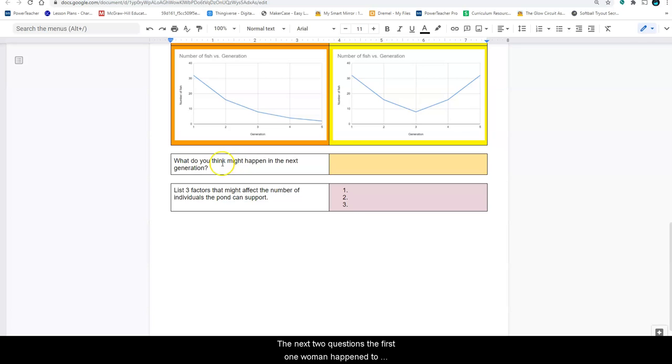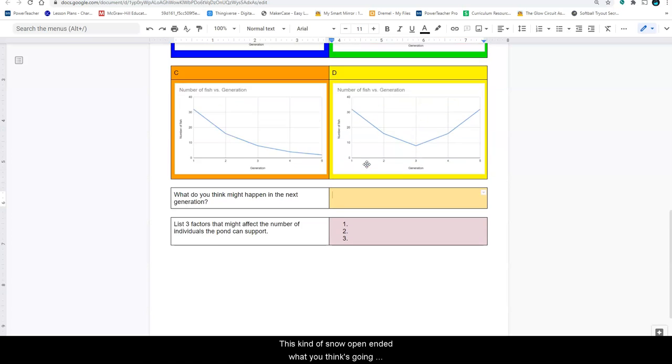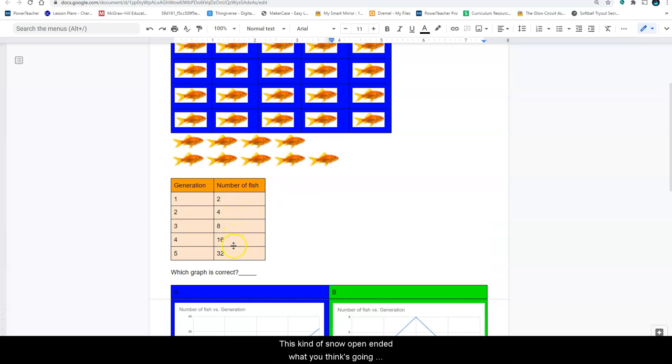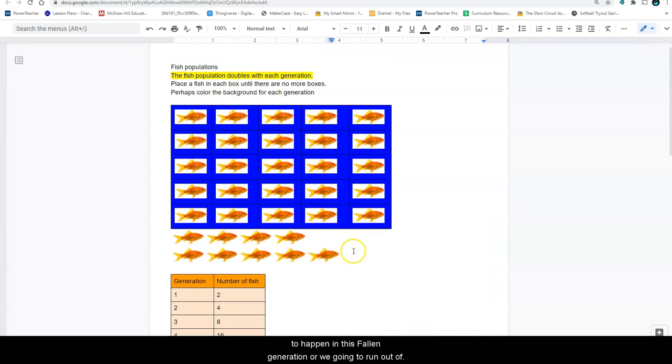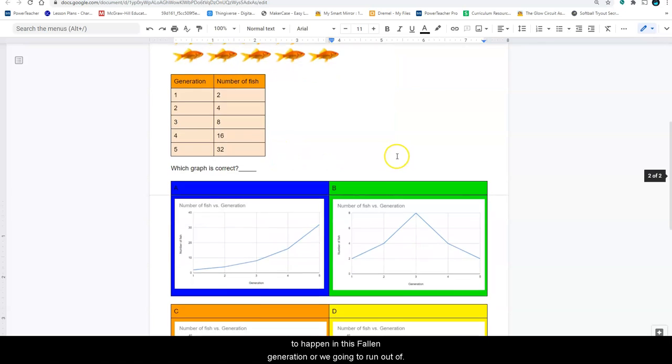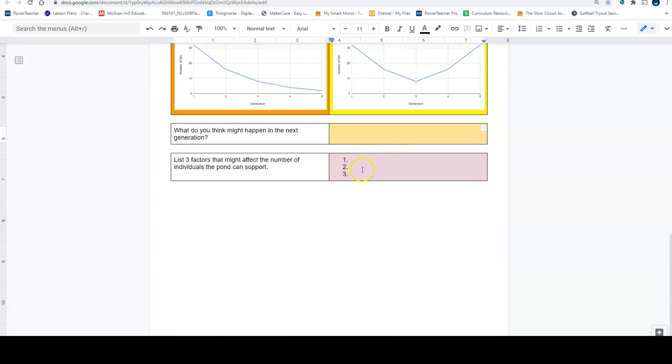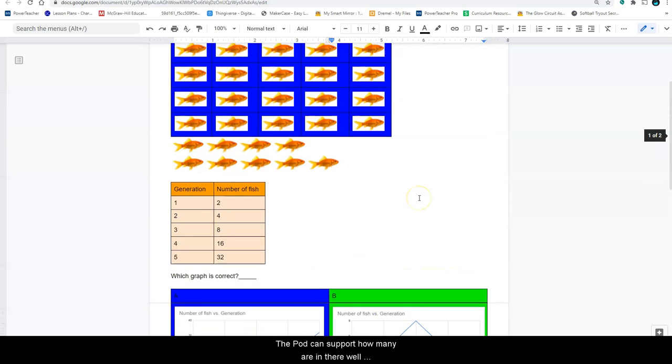The next 2 questions, the first one, what might happen to the next generation? This is just an open-ended, what do you think is going to happen in this following generation? Well, we're going to run out of room. So there's not going to be enough space for all these fish. And then what are 3 factors that might affect the individuals the pond can support? How many are in there?